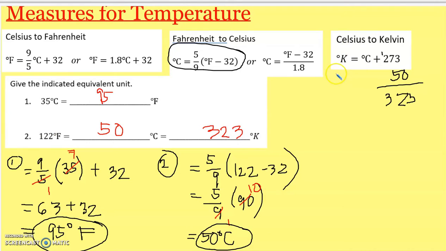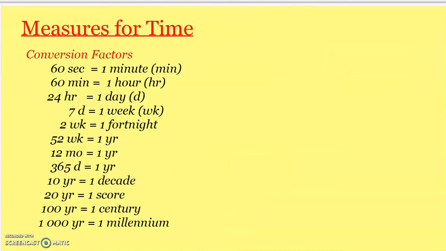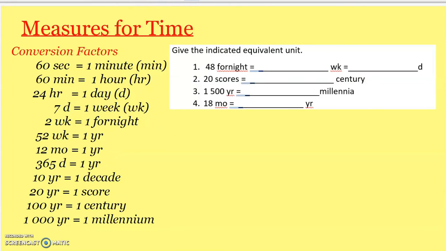And that's it for the measures for temperature. The next one is measures for time. We have many conversion factors there, but almost all of them are familiar to you, except for 2 weeks equals 1 fortnight and 20 years in a score. Even without a copy of them, since they are often used, we can recall the conversion factors. So, let's start.